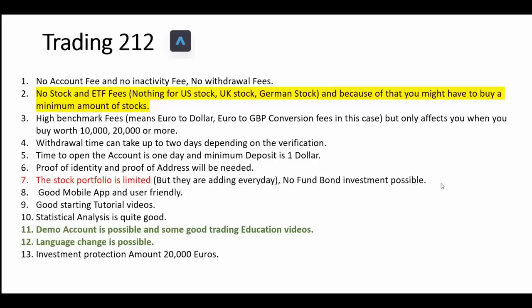Yes, so Trading 212 is practically good for trading with CFD, and if you're looking for intraday trading, but this is not the best choice if you're looking for long-term investments, especially for ETFs as well, because the portfolio of ETFs for Trading 212 is also really limited.